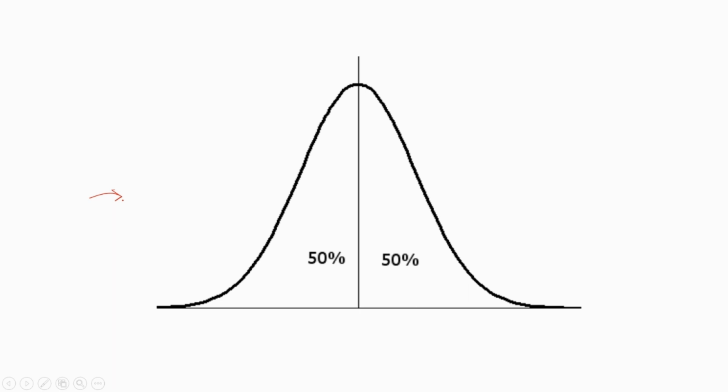The normal distribution graph looks like a bell. That is why this is called the bell curve. This is the y-axis and this will be the x-axis. Now let's get to know about normal distribution and the normal distribution graph.